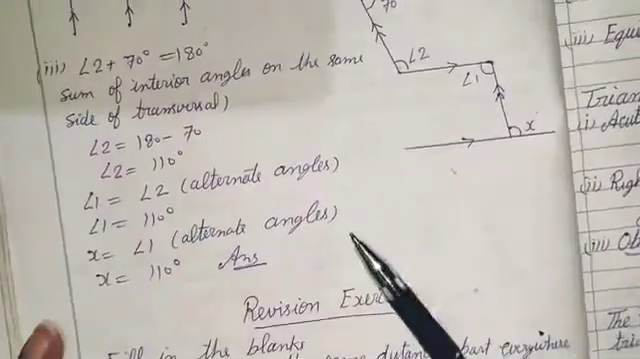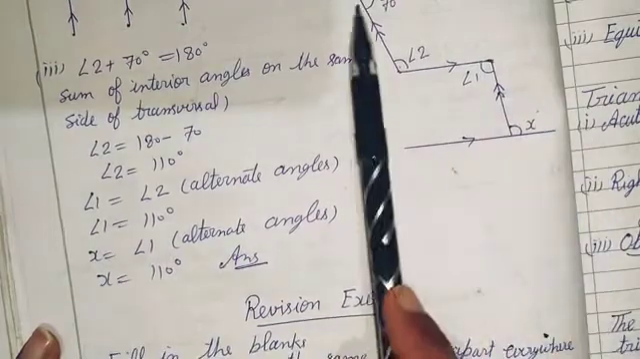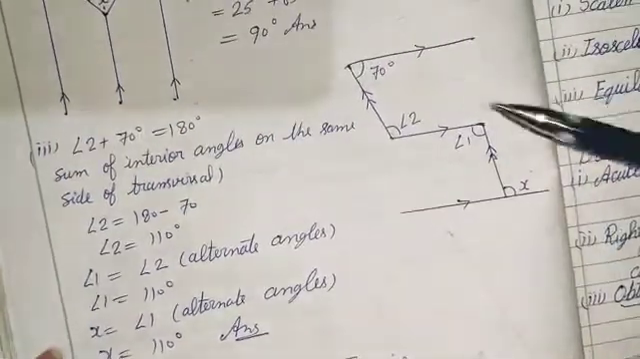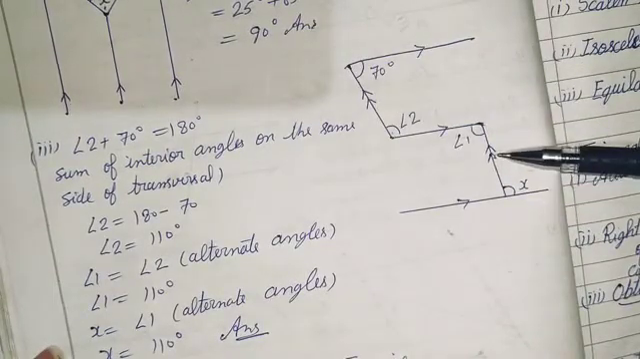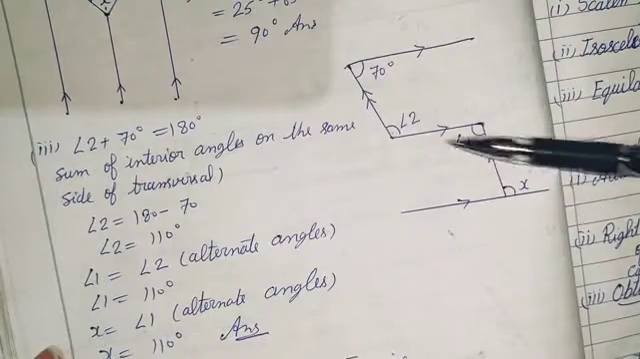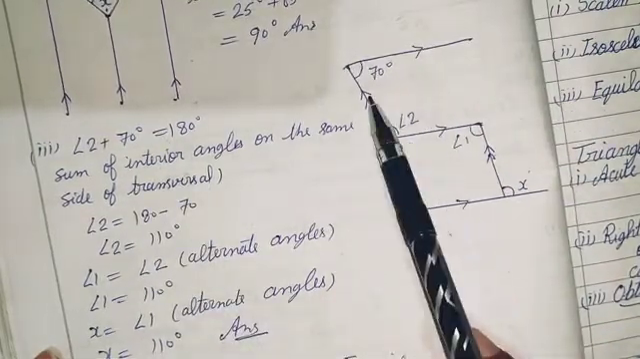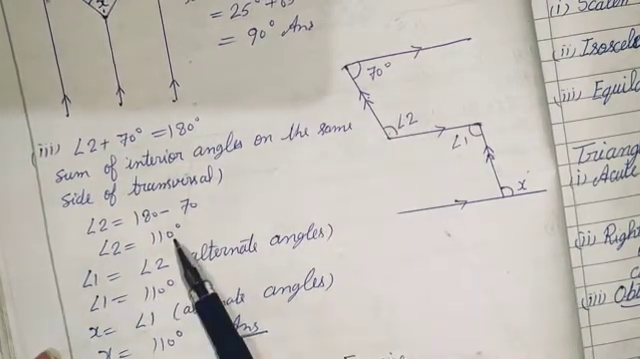In the third part, these three are parallel lines, and these two are parallel lines. So for these two parallel lines, this is the transversal. For these two parallel lines, this is the transversal. And for these two parallel lines, this is the transversal. So angle 2 plus 70 equals 180, co-interior angles, so angle 2 equals 110.